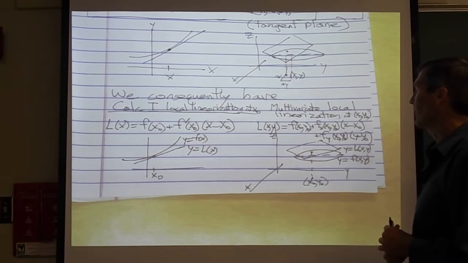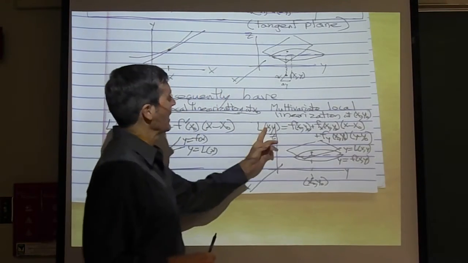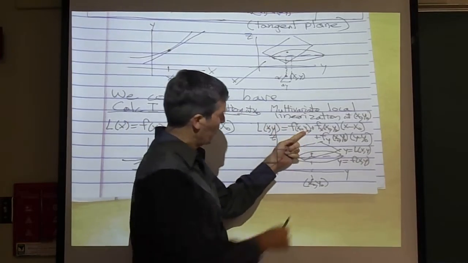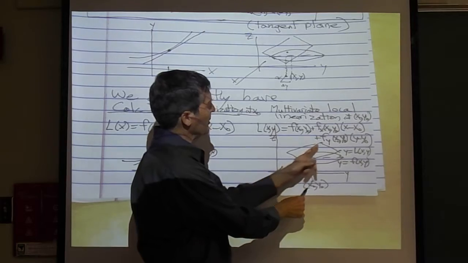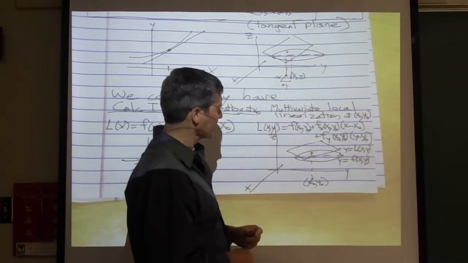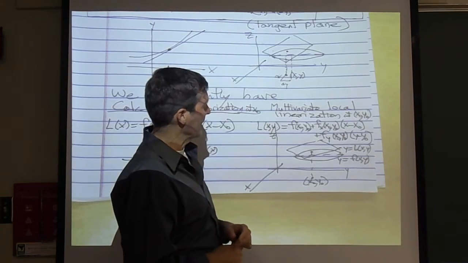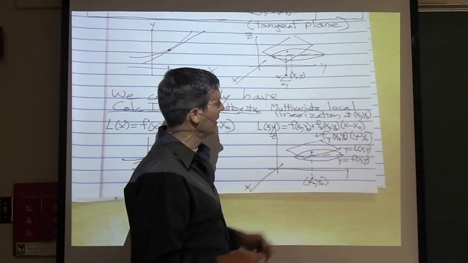Similarly over here, this is what we want to call the tangent plane, for the following reason. L of x, y equals the function at the point plus the partial derivative at the point times x minus x0 plus the partial derivative at the point times y minus y0. We'll call that the local linearization. It's really the tangent plane function.